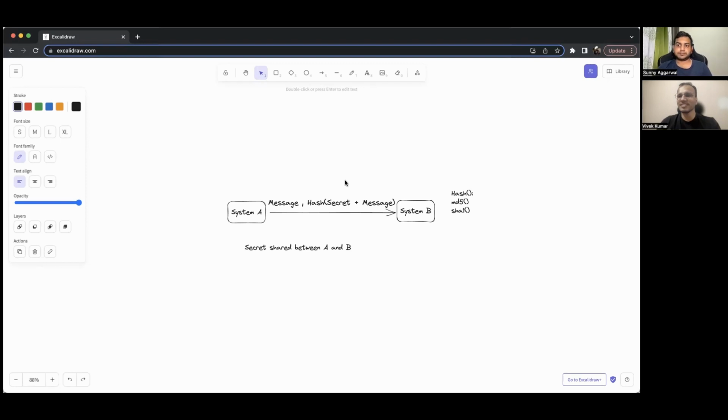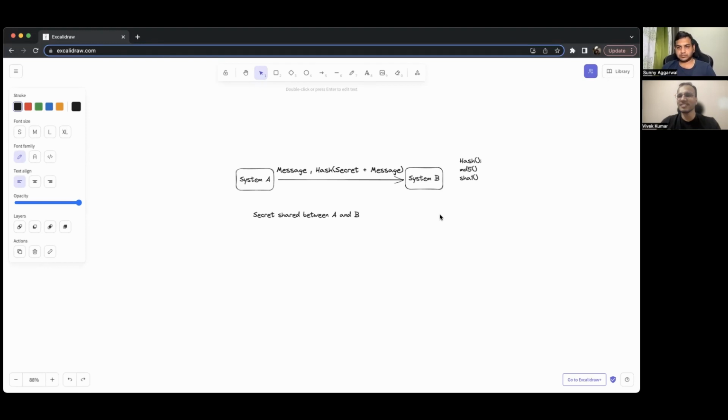knows the secret. Now, in this case, since only A and B know the secret, we are sure that the message to B was sent by A, and if a message is sent by B to A, system A knows that it was sent by B. On the basis of this assumption, we are able to work. But this is where the length extension attack comes into the picture.